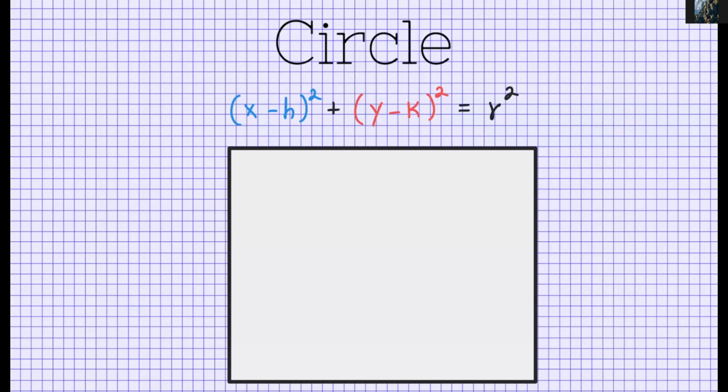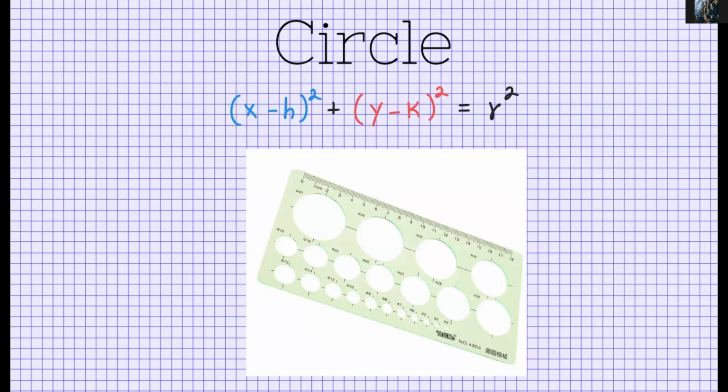Now, in order to do this in a very easy way, I recommend you get your hands on either a compass or, way easier, a circles template. These templates are sold at any store that sells school supplies. They are not very expensive. So if you want to have an easy time working with this, get one of these, and you should be fine.